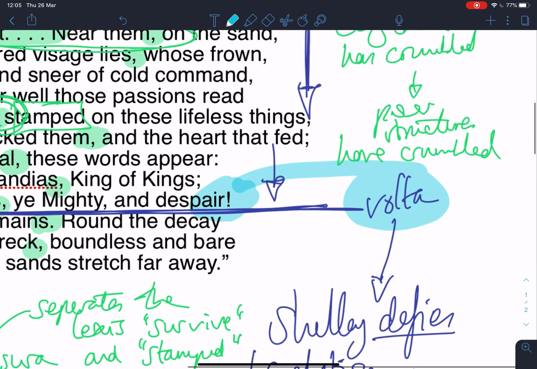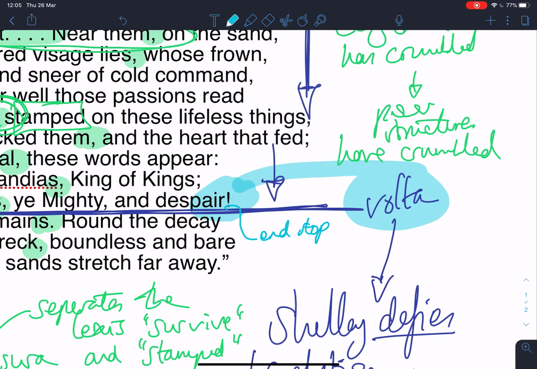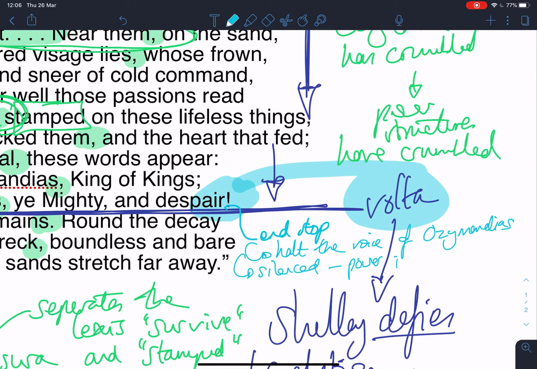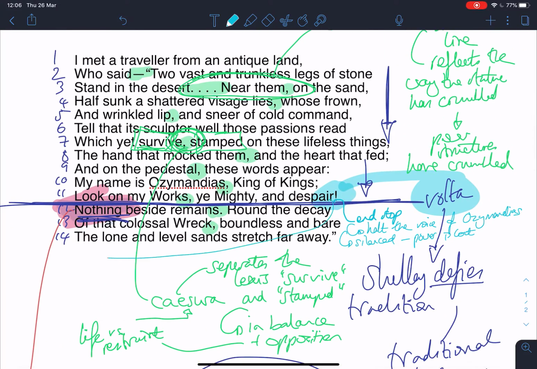So let's just zoom in right here. We have the end stop. We are halting the voice of Ozymandias, and he is silenced. Okay, he has no voice anymore. And again, that stresses the way power is lost. But then the end stop moves us to nothing.